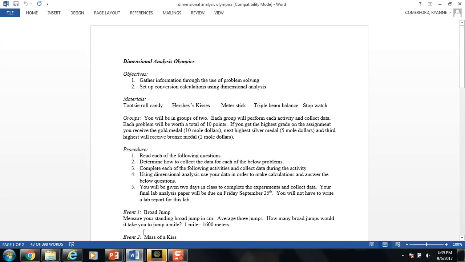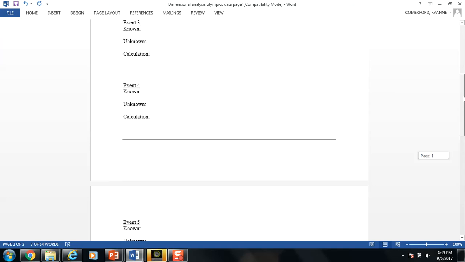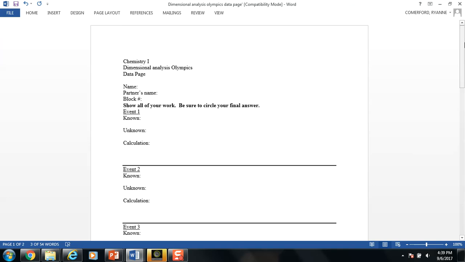The other thing you should also have attached, make sure you have, is a data page. It looks something like this. It says Chemistry 1 Dimensional Analysis Data Page. You'll see a spot for your name, a spot for your partner's name, the block, which is period, and then a spot for all your work related to each event.